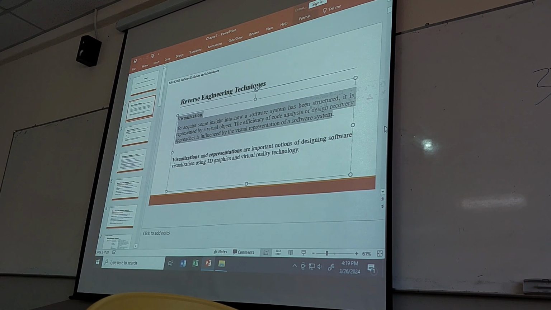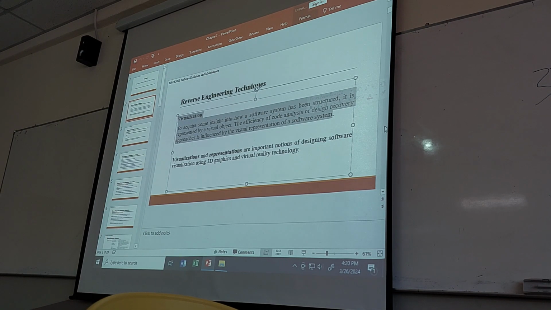So this visualization actually is we try to use certain visual objects to represent our system structure. Why do we need to represent it? Because we need to understand the system. So this is visualization.